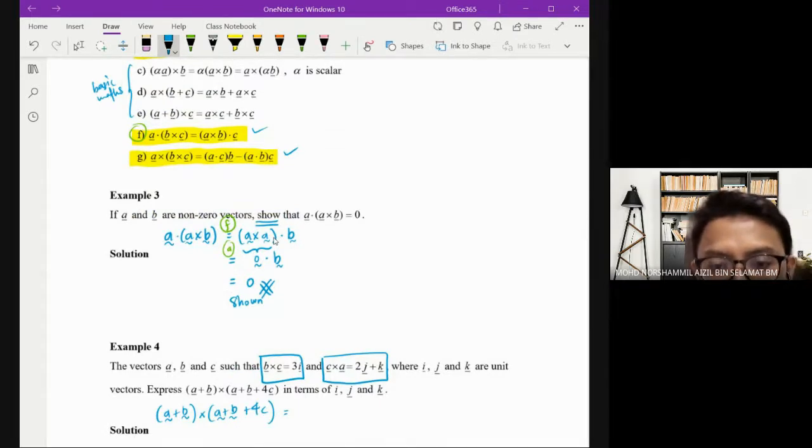Alright guys, so which rule need to be used to solve this one? Yang mana satu? Which property? Huruf apa? Agak-agak yang mana nak pakai? A, B, C, D, E, F, G. Yang mana satu? Come on, cuba bagi harapan sikit.